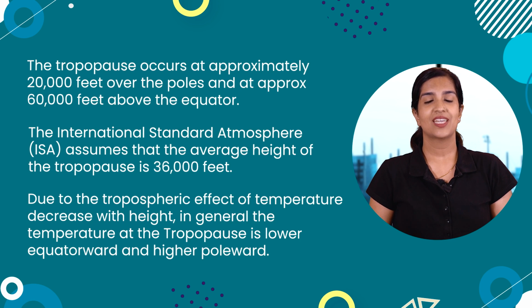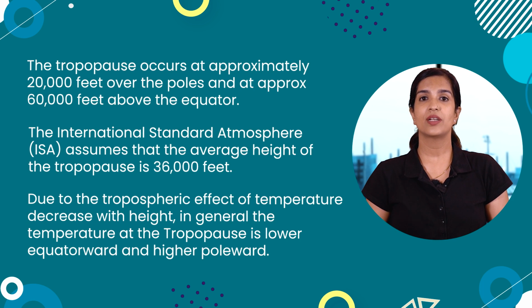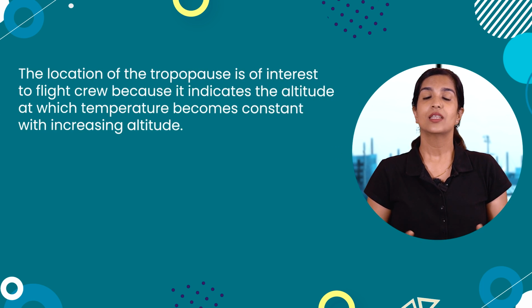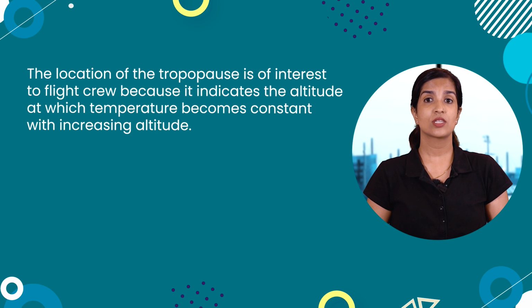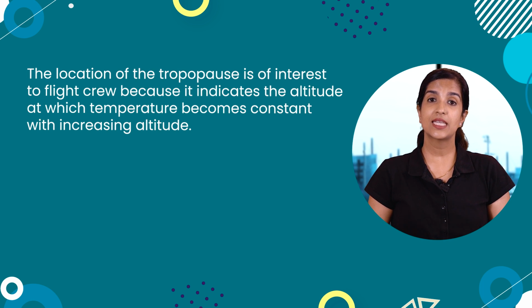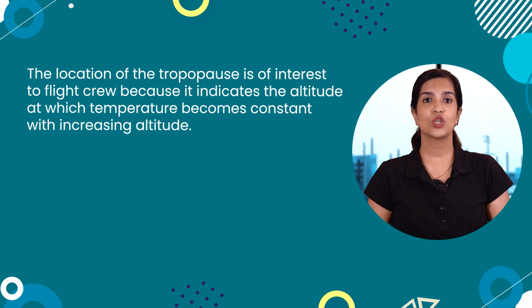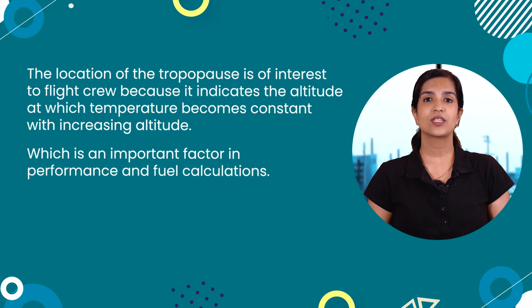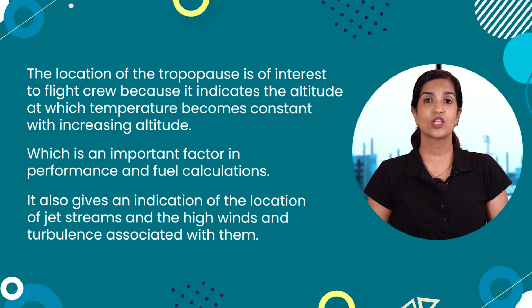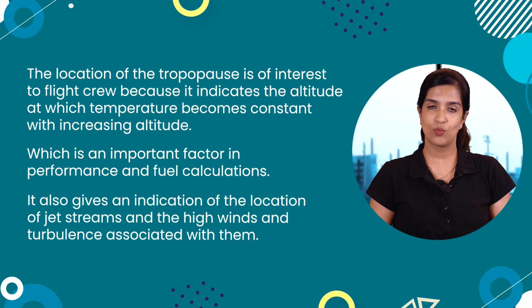Due to the tropospheric effect of temperature decrease with height, in general the temperature at the tropopause is lower equatorward and higher poleward. The location of the tropopause is of interest to the flight crew because it indicates the altitudes at which temperature becomes constant with increasing altitude, which is an important factor in performance and fuel calculations. It also gives an indication of the location of jet streams and the high winds and turbulence associated with them.